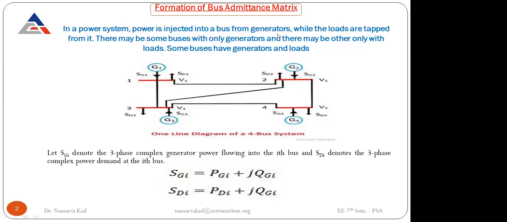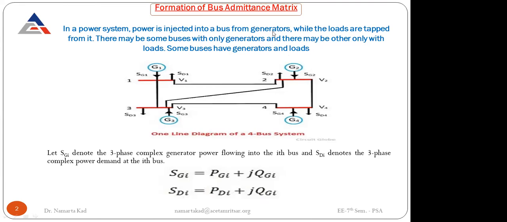So for the formulation of the bus admittance matrix, it is also called the Y bus matrix because the symbol for the admittance is Y, that is a capital Y. So this one is also called the Y bus matrix. In a power system, power is injected into a bus from generators.